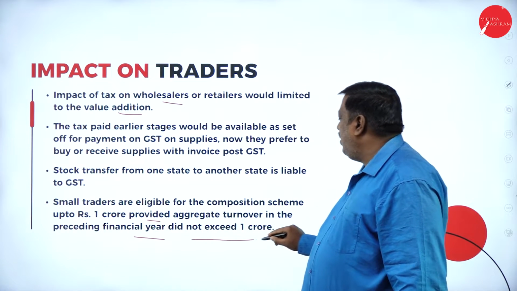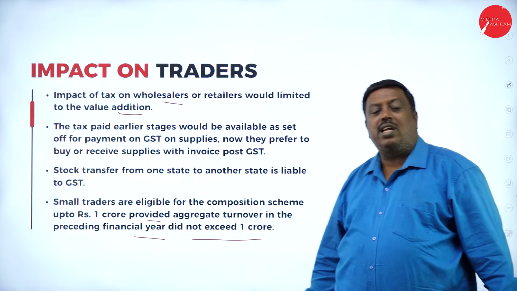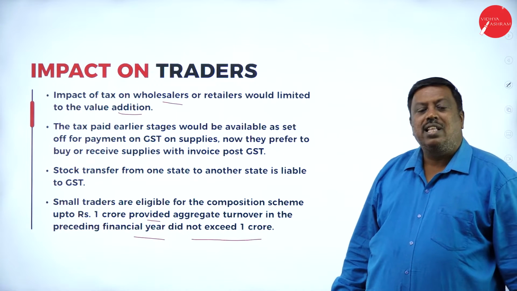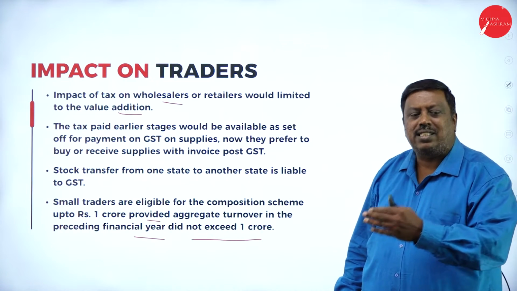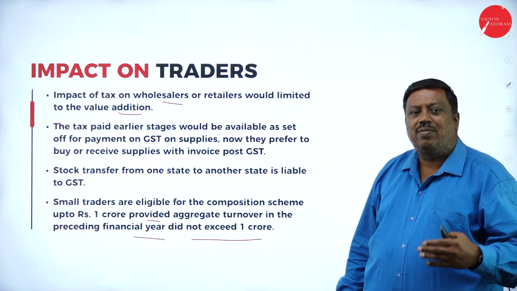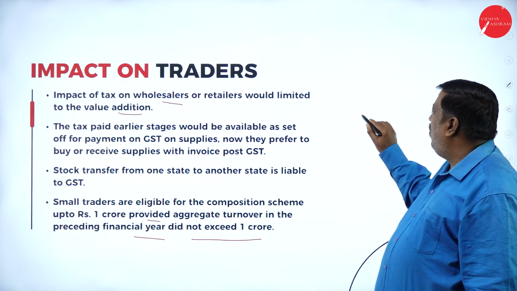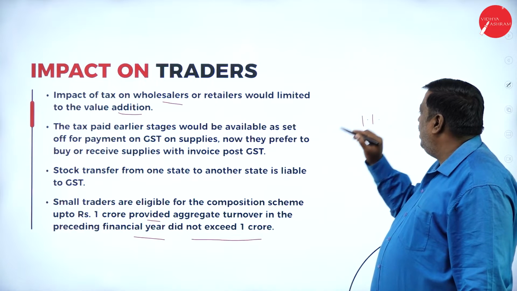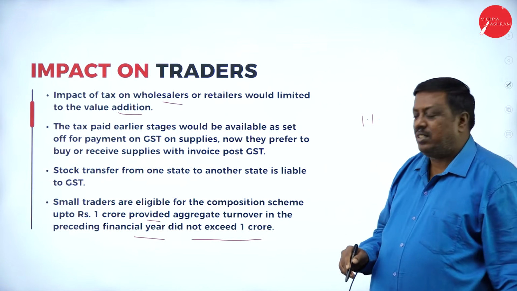Small traders are eligible for the composition scheme up to 1 crore, provided the aggregate turnover in the preceding financial year did not exceed 1 crore. If their turnover is not exceeding 1 crore, they can take the composition scheme, which supports them, and they are going to charge only 1% tax on the goods and services.